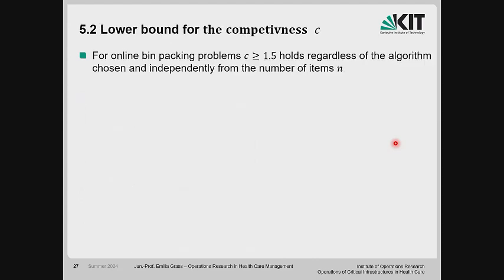Okay, so what is the lower bound of the competitiveness? So how bad could it be? Similar to the offline algorithm, also for the online bin packing problem, we have C, which is at least 1.5. It doesn't matter which kind of algorithm you are using, and it's absolutely independent of the number of items or the requests we have to assign.